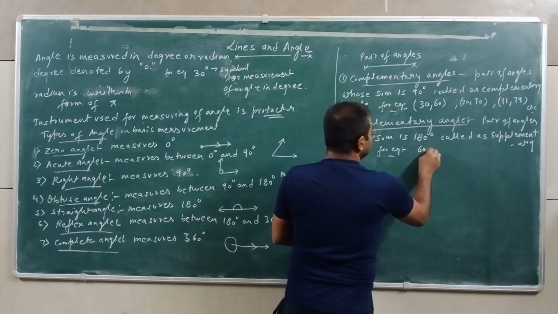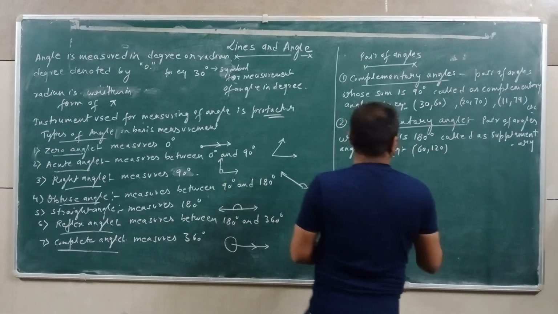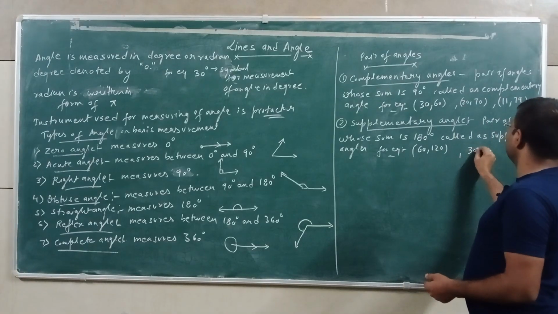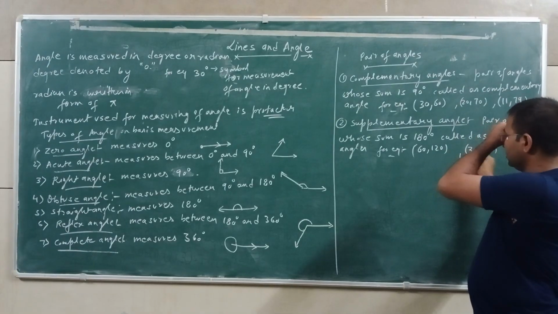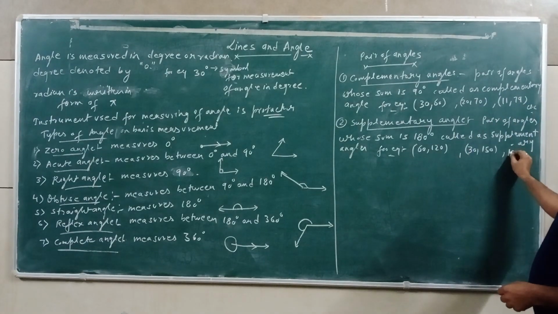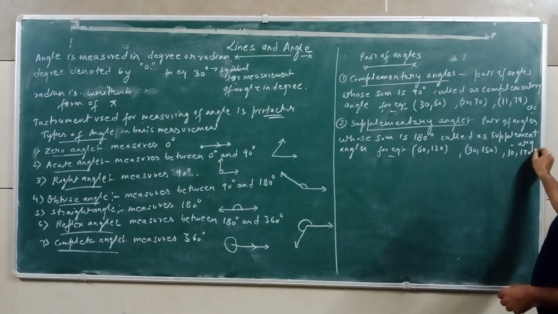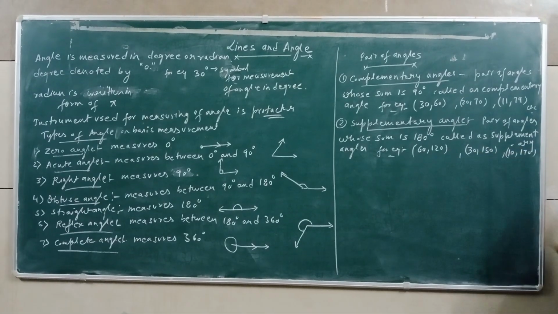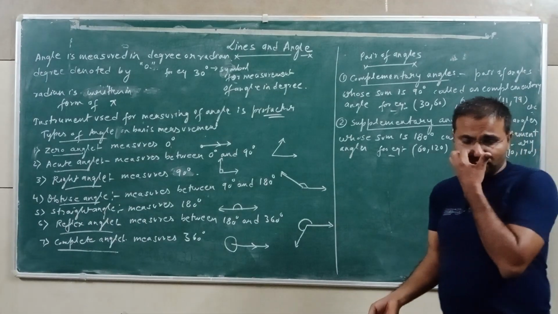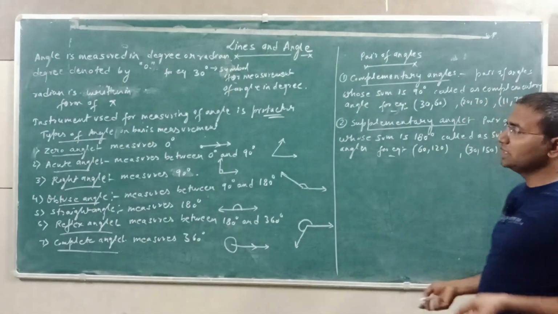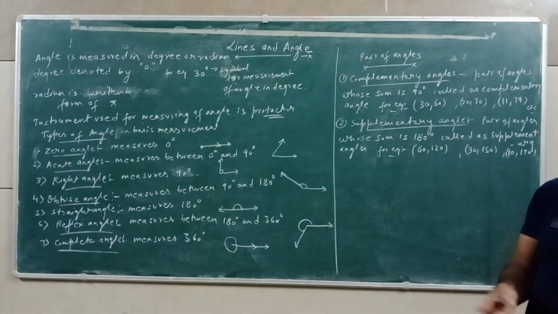So see, 60 and 120 you can take, 30 and 150 you can take. Okay, 10 degree and 170 you can take. So these are what? Supplementary angles. Why supplementary angle? Because their sum is 180 degree.